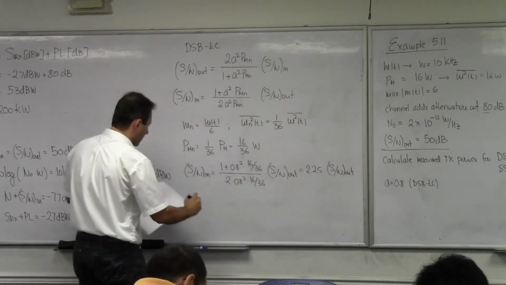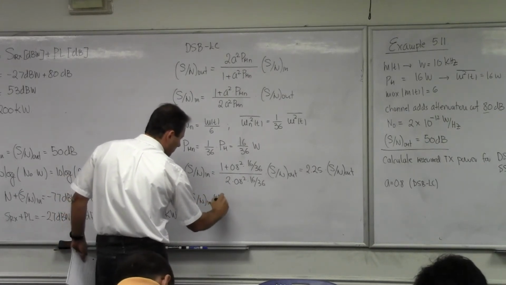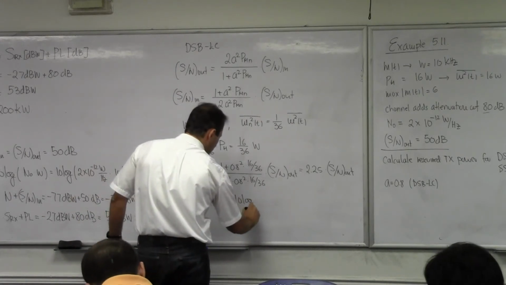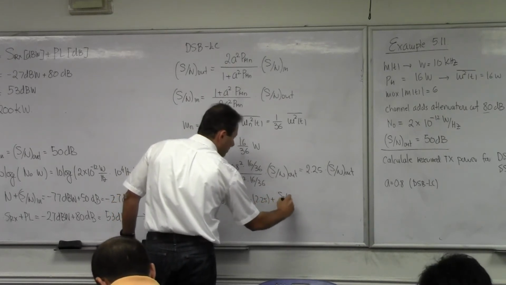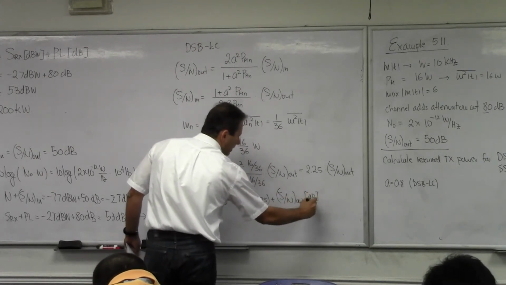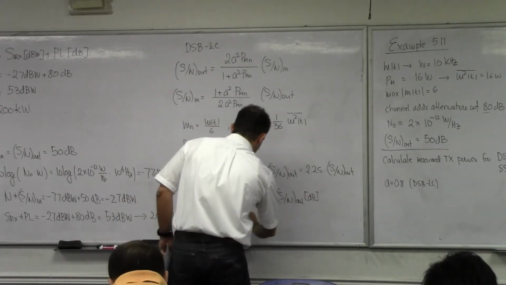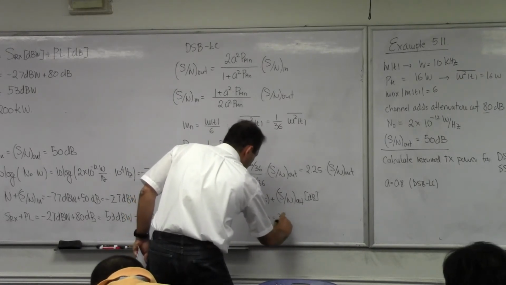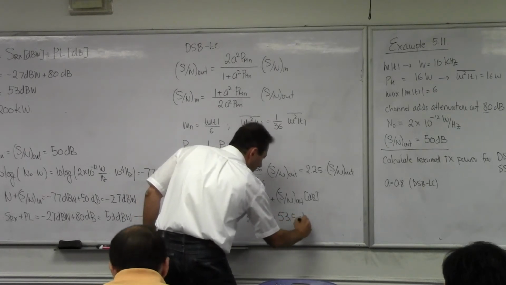Or, if I want to say, signal to noise ratio at the input expressed in dB is going to be 10 log of 225 plus signal to noise ratio at the output expressed in dB. This one is 50, so 10 log of 225 is 3.5. So this is 3.5 plus 50, which is 53.5 dB.